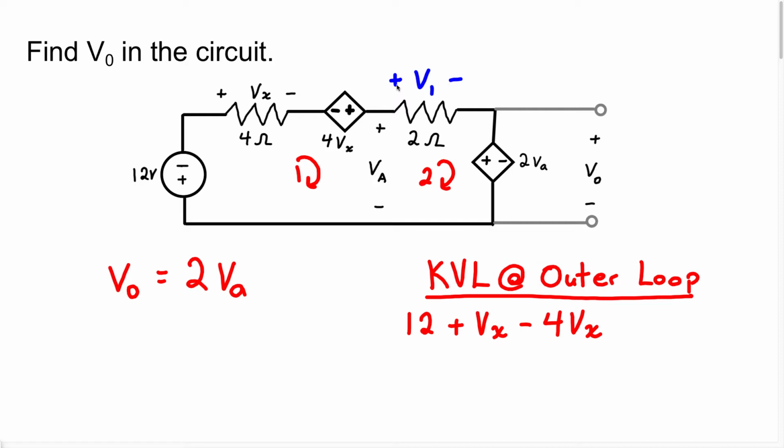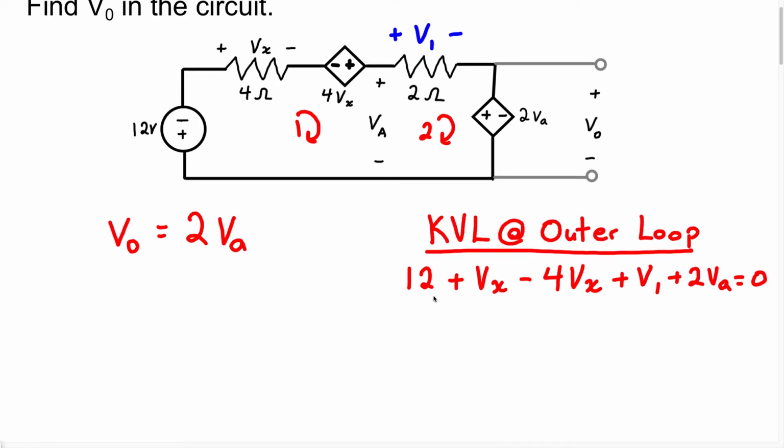So in my KVL equation, I can now write the voltage across this resistor as plus V1. Now our last element is going to be this voltage source, and we're going to have plus 2VA equals 0. Now let's start to simplify this. We're going to have 12 minus 3Vx plus V1 plus 2VA equals 0. We have three unknown voltages.